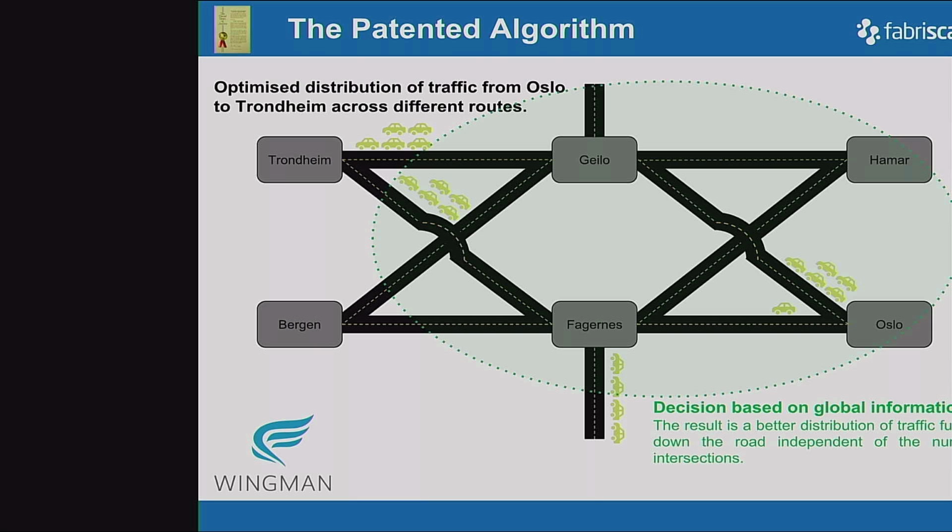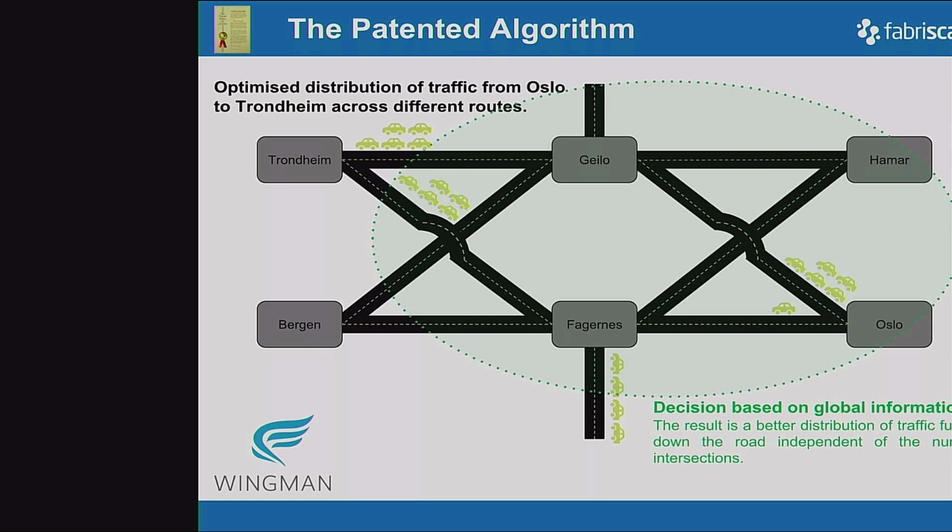So instead, we gather information from all the nodes, and we use a powerful supervisor node that runs our software to get a view over the entire network. So then, because we will know that there is queue building up at Fagernes, we will send only 1 car this direction, and send all 5 cars to Geilo. And this actually results in a more balanced traffic situation in the entire network.